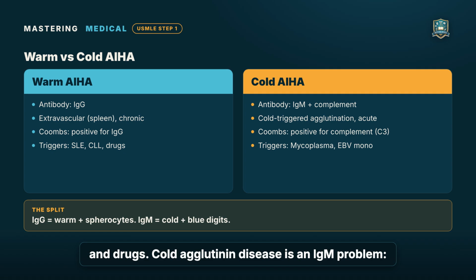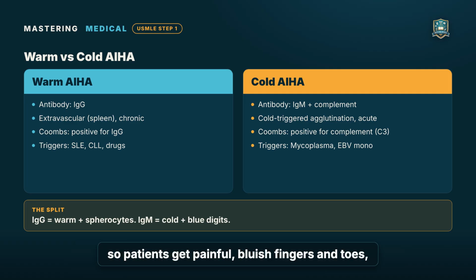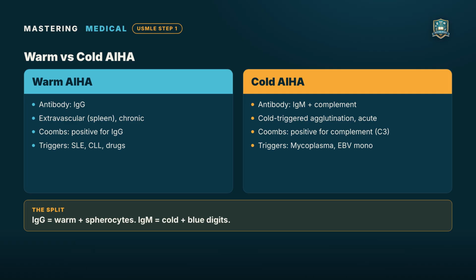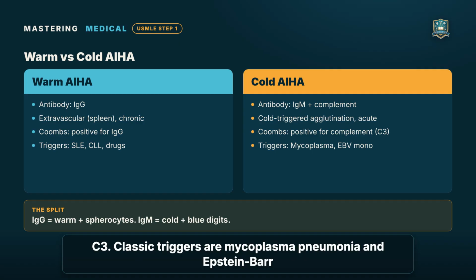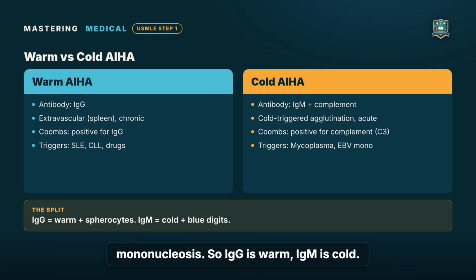Cold agglutinin disease is an immunoglobulin M problem. Immunoglobulin M fixes complement and clumps red cells in the cold, so patients get painful, bluish fingers and toes, and the direct Coombs is positive for complement, C3. Classic triggers are mycoplasma pneumonia and Epstein-Barr mononucleosis. So immunoglobulin G is warm, immunoglobulin M is cold.